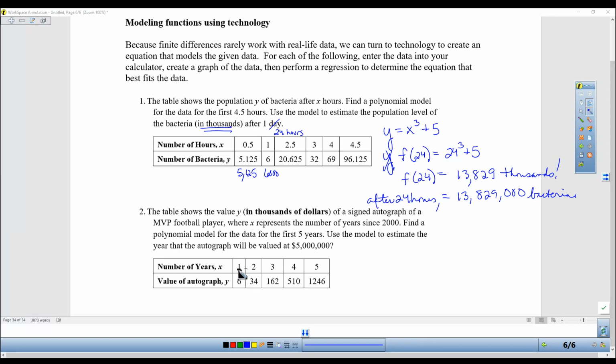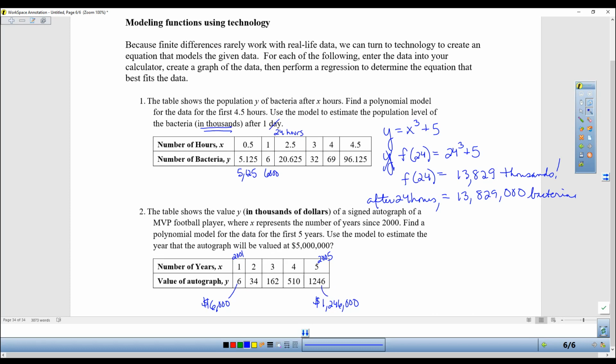So if it's been 1 year since 2000, in other words, if it's 2001, then the value of the autograph is $6,000. But if it's been 5 years since 2000, it's 2005, then it's 1,246, but then it's in thousands, so it's actually $1 million, 246,000. So hopefully you can see that. Find a polynomial model for the data for the first 5 years.